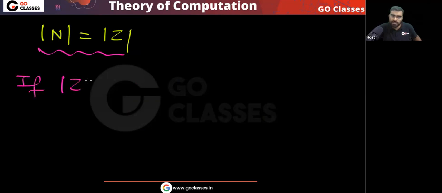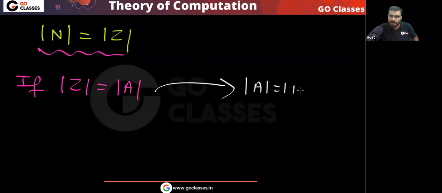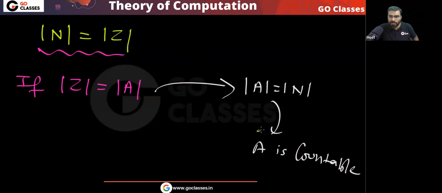If the integer size is equal to A's size, then can you say A is countable infinite? Of course. Because if this happens, then this will also happen, and as A is countable, can you notice the reverse direction will also happen? Is this clear?